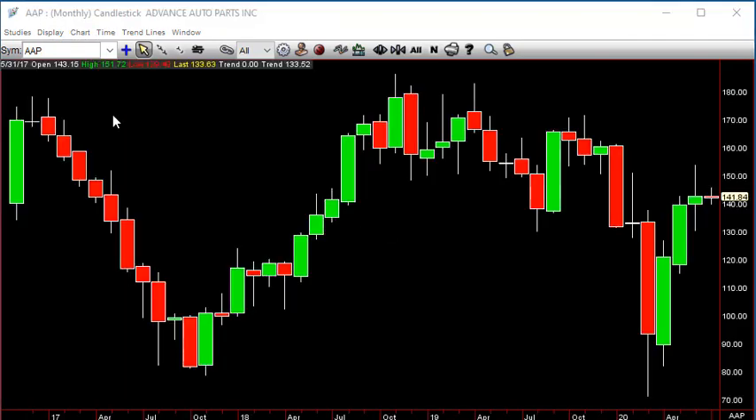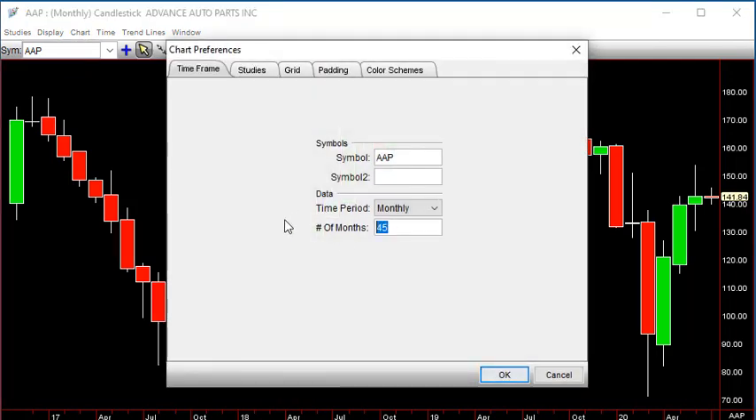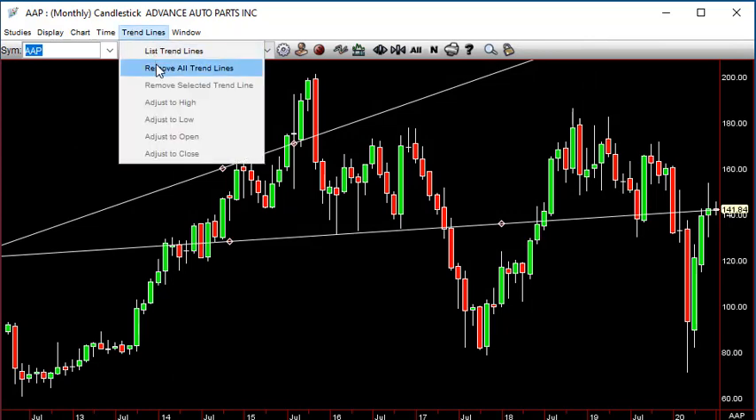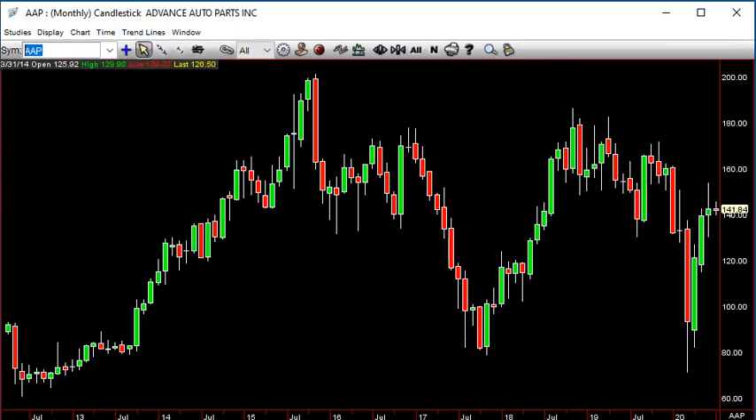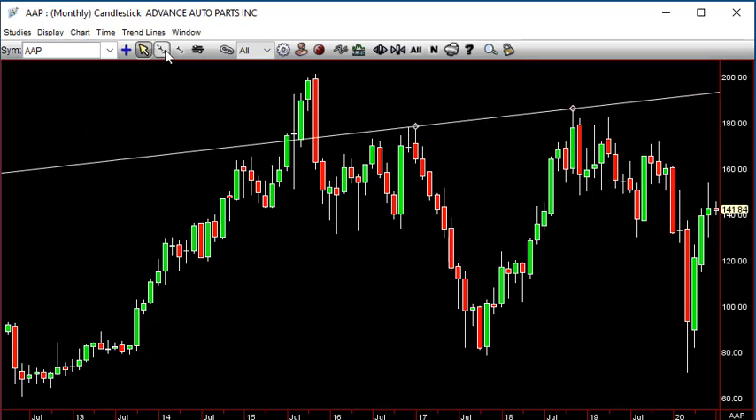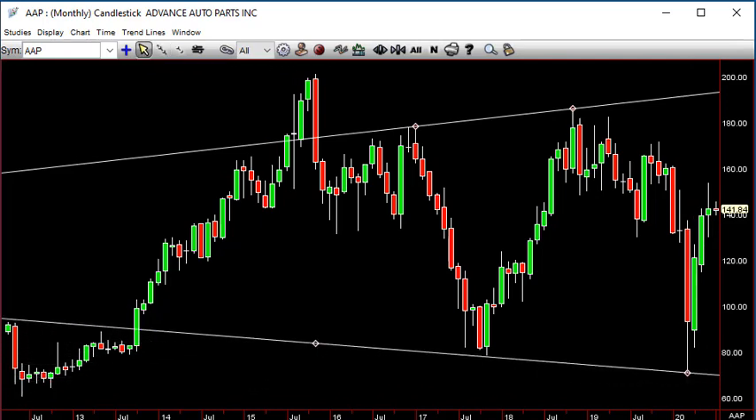AAP. So you'll see here, it didn't make the higher high. So we can draw back from here. Like so. And once again, like a lot of things, you'll see these 3 months completely within these 3 months. Inside quarter for AAP.